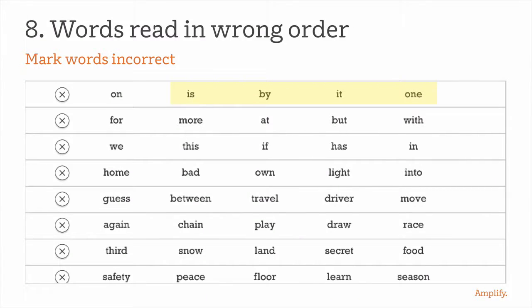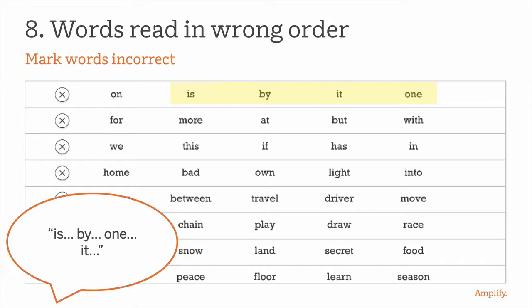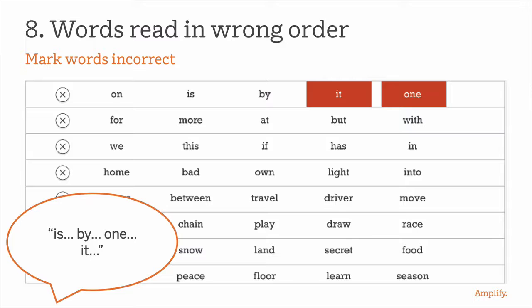Words read in the wrong order. If words are read correctly but in the wrong order, mark them incorrect. For example, if is, by, it, one is read as is, by, one, it, mark it and one incorrect.